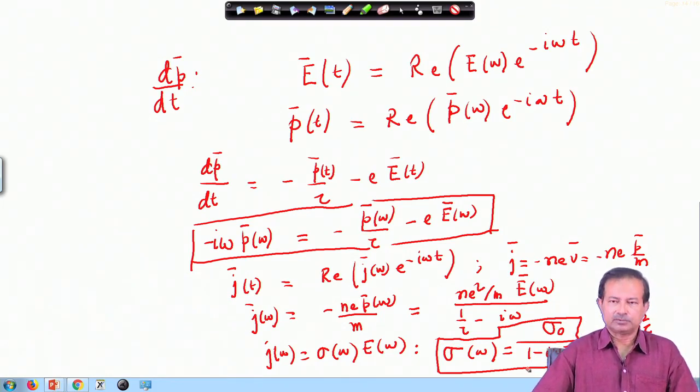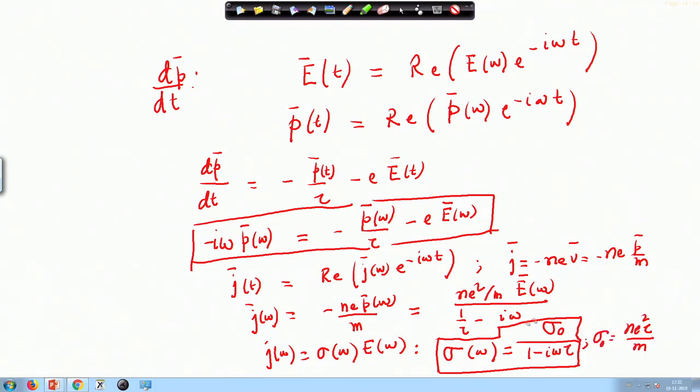In most cases, omega tau is a very large number, and then of course in that case you will recover sigma 0 by i sigma 0 by omega tau. If omega tau is a small number, then that means that your frequencies are very low, and you go back to the DC limit, which is sigma 0.